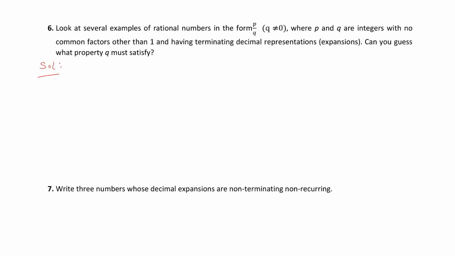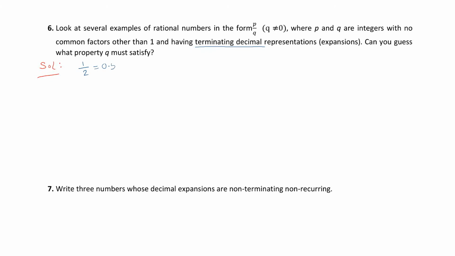It is saying look at several examples. Okay, so let's see 1 by 2. So we have to look at the decimal expansion. Which decimal expansion? Terminating decimal expansion. Okay. So let's say 1 by 2. Its decimal expansion will be 0.5.